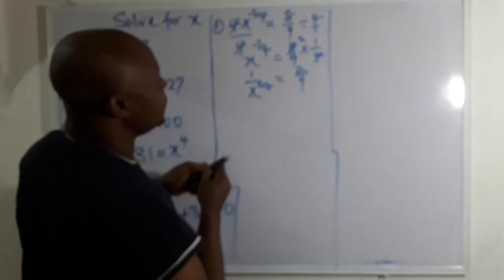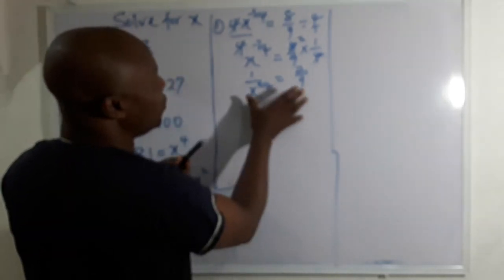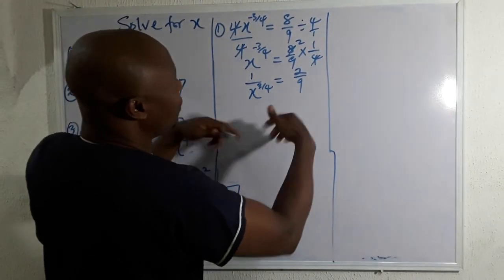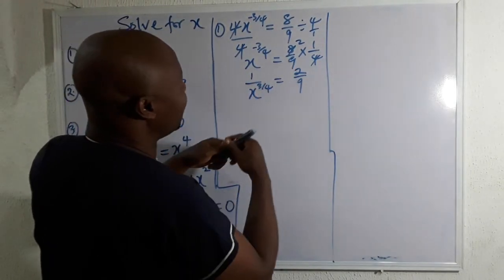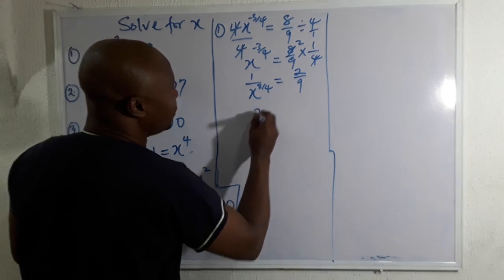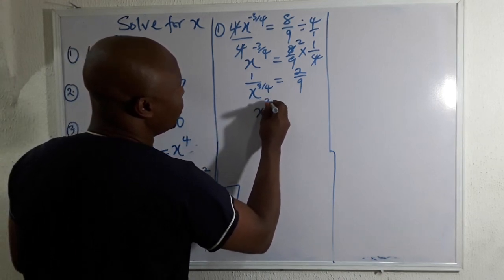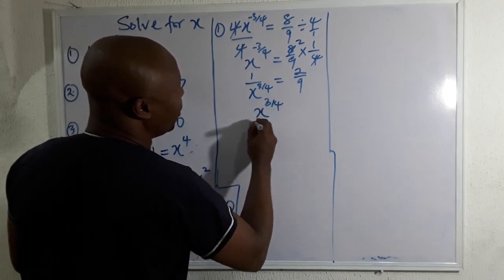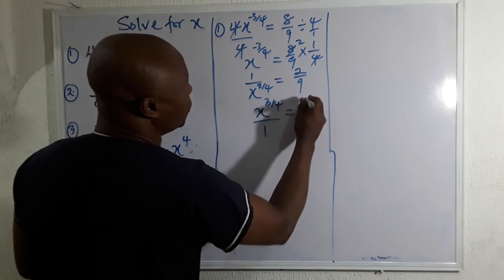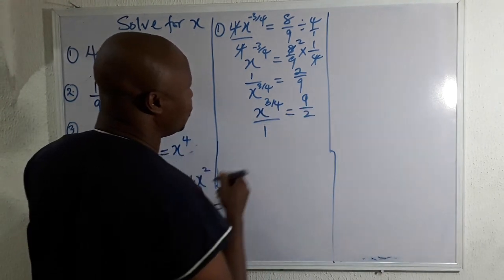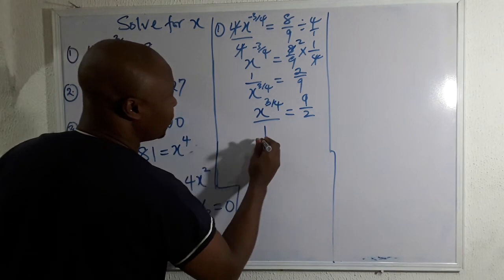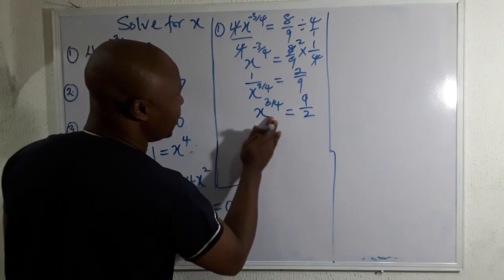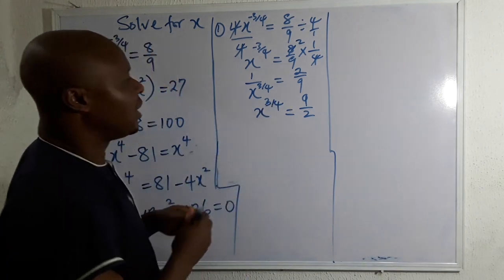In this case, what we're going to do is invert both sides. We invert the left and the right hand side. So we say x raised to power 3 over 4 over 1 is equal to 9 over 2. Of course, this is the same thing as just saying x raised to power 3 over 4.